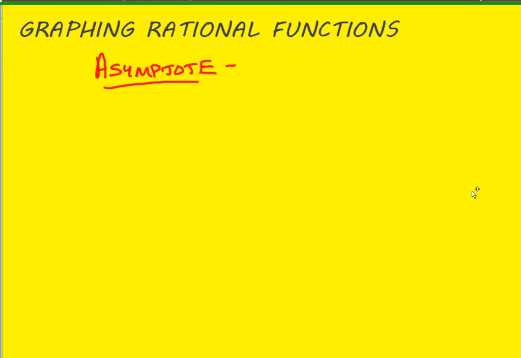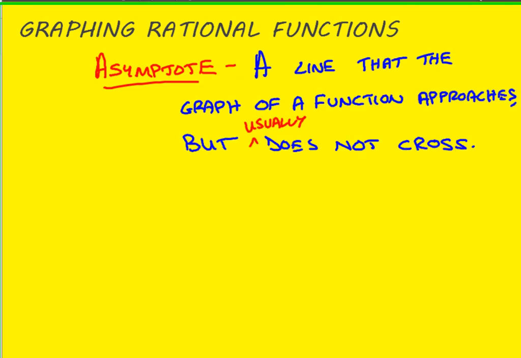So the first thing I want to do is formally define what an asymptote is. We've talked about it a lot. Let's get a formal definition. An asymptote is just a line that the graph of a function approaches but does not cross. And I say here usually does not cross, probably because 99 times out of 100 you never cross an asymptote, but it is possible. We'll look at some of those examples later.